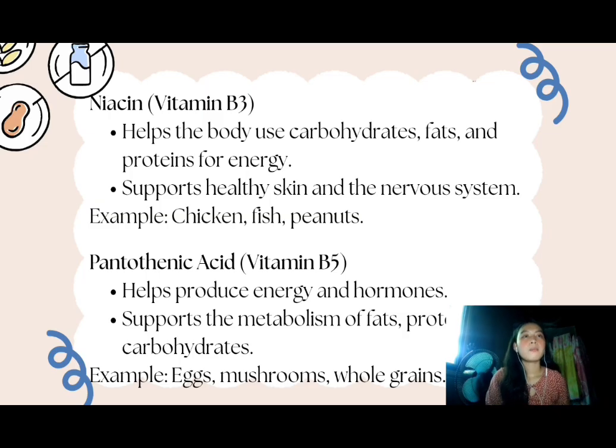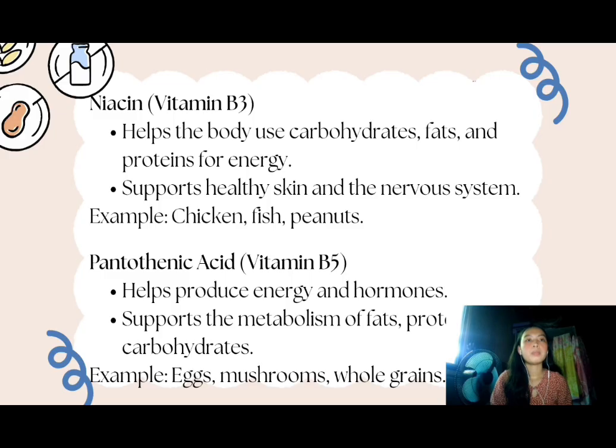Niacin or vitamin B3. It helps the body use carbohydrates, fats, and proteins for energy. It supports healthy skin and the nervous system. Example, niacin or vitamin B3 can be found in chicken, fish, and peanuts.